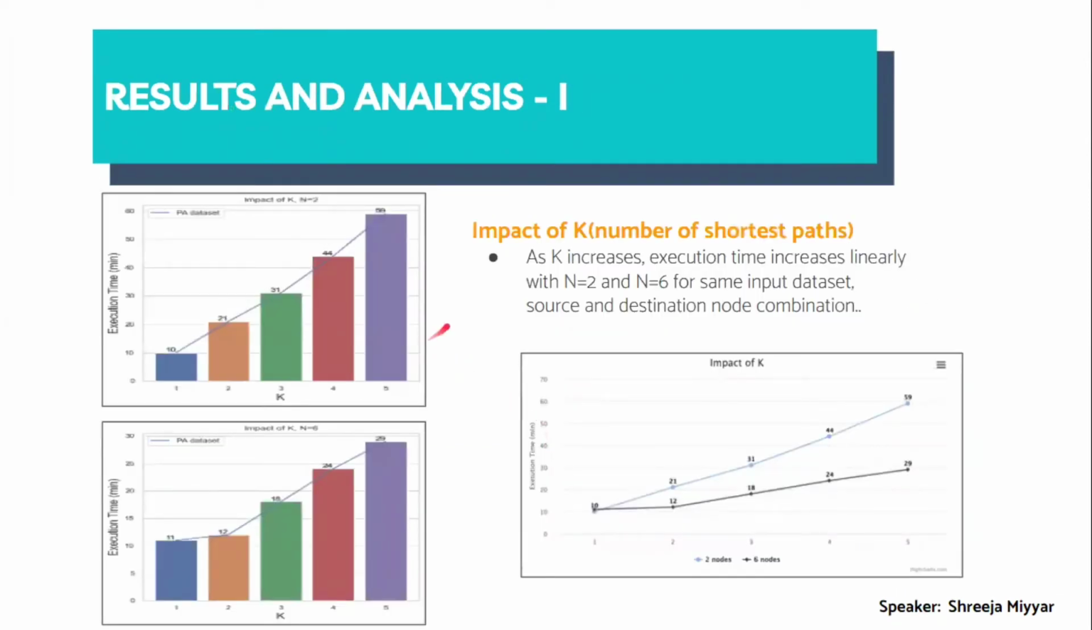Now let's look at the results and analysis of our implementation. We were successfully able to compute the K shortest paths, and then we analyzed the factors that affect the execution time. One of them is the impact of K, which is the number of shortest paths. We found that as K increases, the execution time increases linearly.